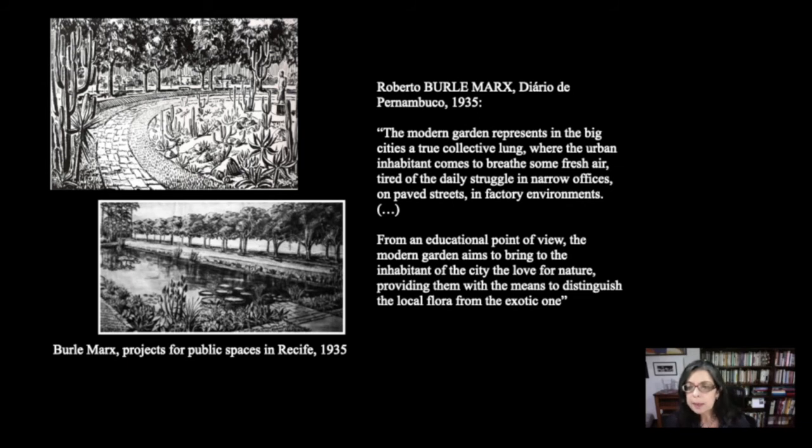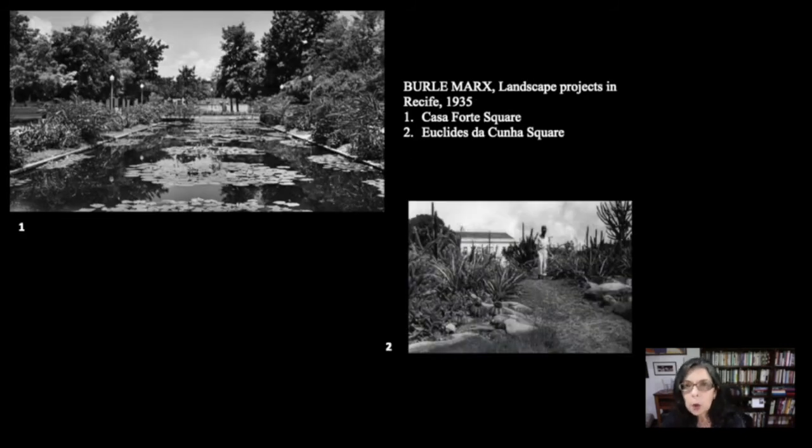His landscape design visions adapted foreign models. For example, the water garden at Kew Gardens, London, was his inspiration for the central lagoon with aquatic plants from the Amazon at Casa Forte Square. He also modeled the Madalena Cactarium at Euclides da Cunha Square, filled with plants from the Caatinga or Sertão, the backland of Brazilian Northeast, after the greenhouses from the Botanical Garden in Berlin.